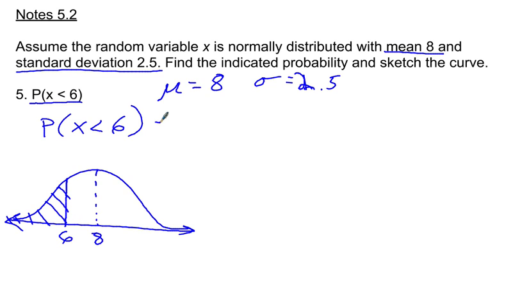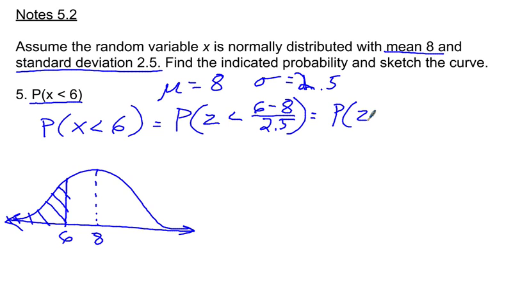Before we can go to the calculator, we need to standardize this. So we convert the data value to a z-score. Using our z-score formula, that's 6 minus the mean, which is 8, all divided by the standard deviation, which is 2.5. That calculation gives us the probability that z is less than negative 0.8.